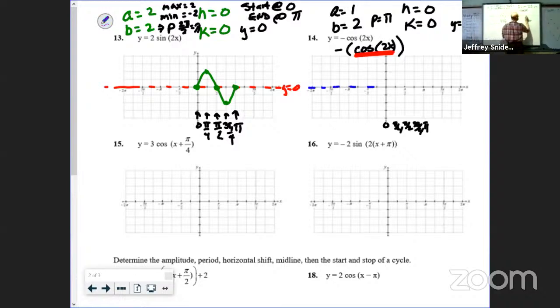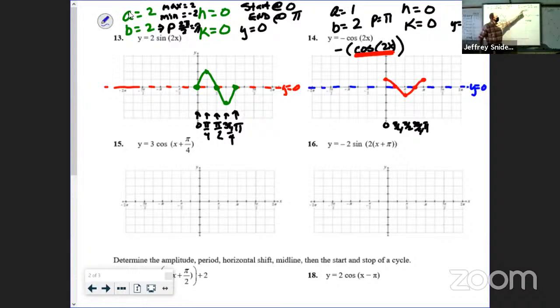Here's my midline. Y equals 0. Okay. So if I was graphing this using this information, cosine starts at a what? Maximum. So it would be what? Here I'd be at positive 1. Then I'd be at the midline. Then I'd be at a minimum. Then I'd be at the midline. And then I'd be at a max. This would be that curve right there.